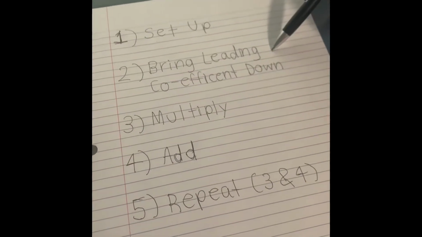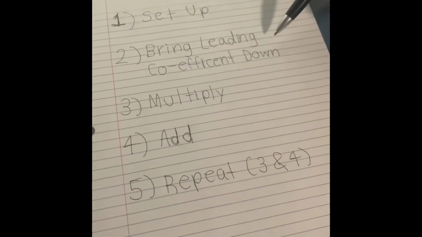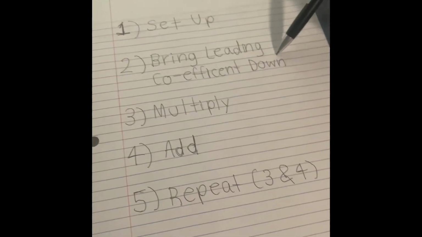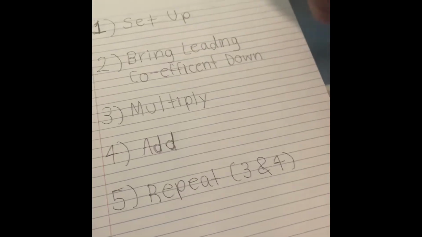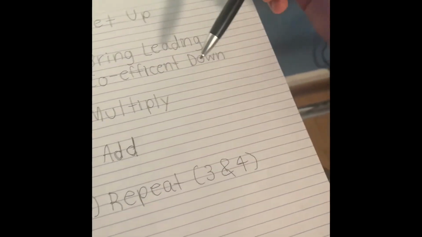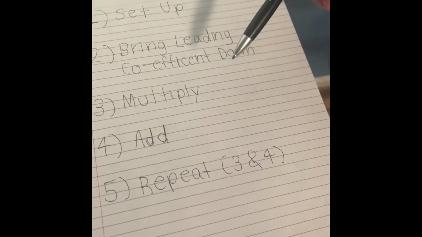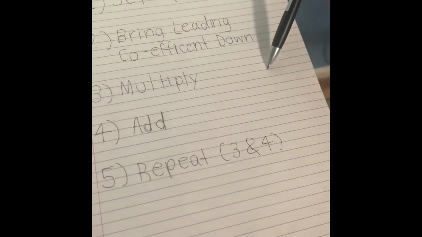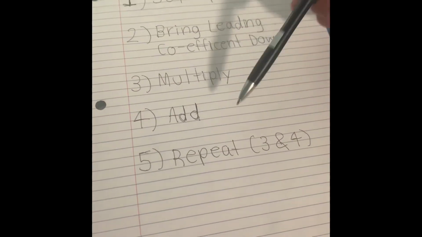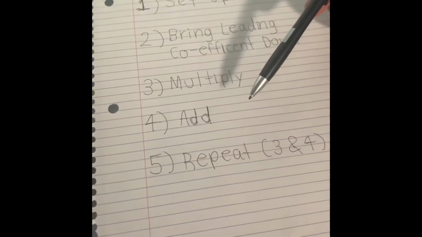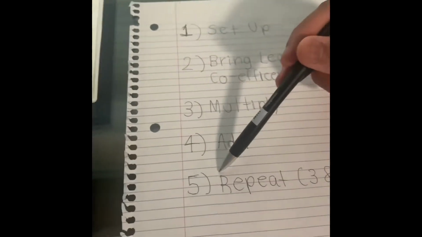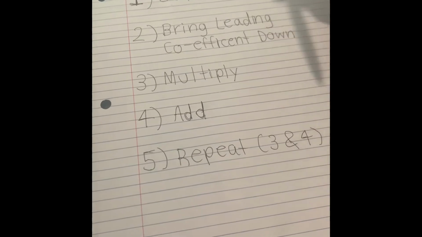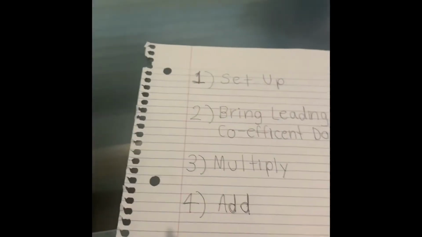Step 2. Once the problem is set up correctly, bring the leading coefficient, which is the first number, straight down. Step 3. Multiply. Multiply the number in the division box with the number you brought down and put the result in the next column. Step 4. Add. Add the two numbers together and write the result in the bottom of the row. Step 5. Repeat steps 3 and 4. Alright, so let's take a look.